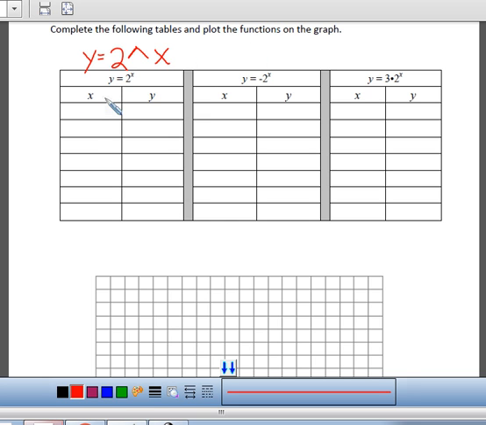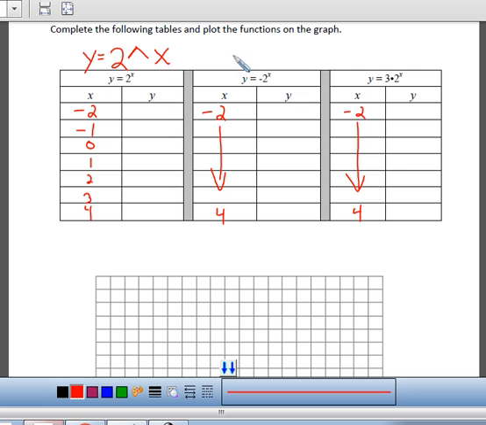The values that you're going to use to fill in the table are -2 all the way up to 4. And you're going to do this for all of these, going from -2 up to 4. And yes, I want you to write all the numbers.